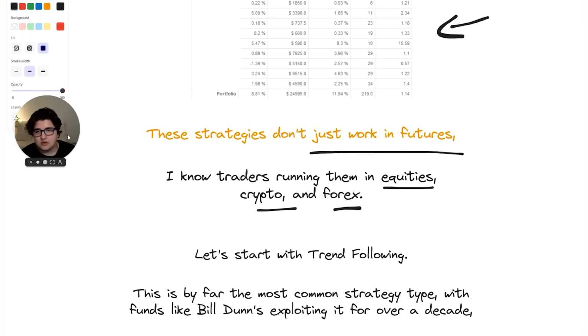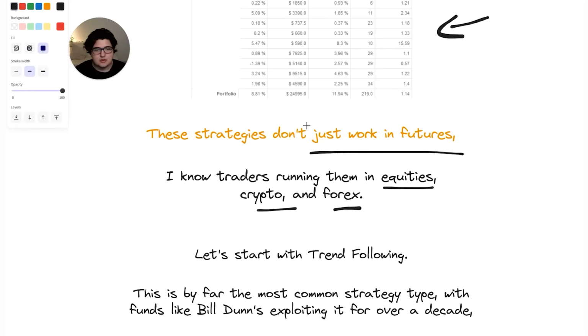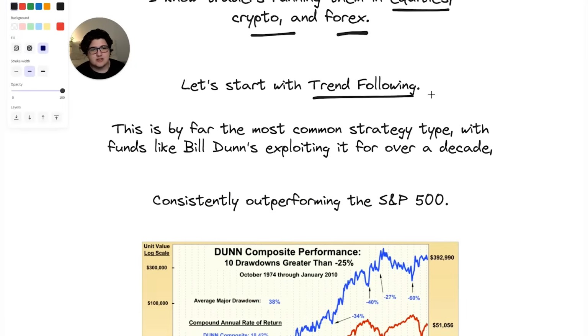Now, before we get into the first one, let me just reduce my camera size here so I can zoom in a bit for you guys. Now, the first one is trend following.